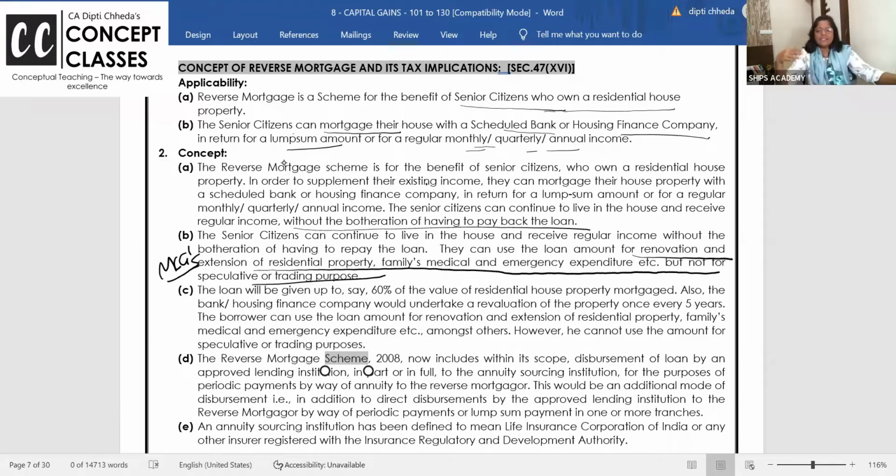Can the senior citizen take the sale consideration from the bank and invest it in the share market, speculative market, commodities, and you know, can they do futures, options trading? Answer is no. They can get part of the sale consideration for renovation of the house, for their medical needs, and for other emergencies. The loan will be given up to 60% of the value of the residential property.